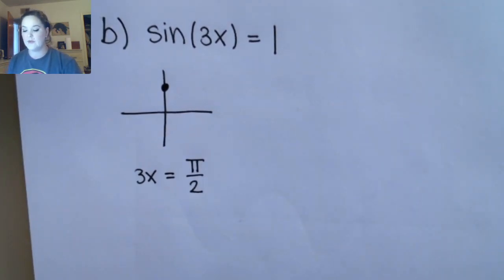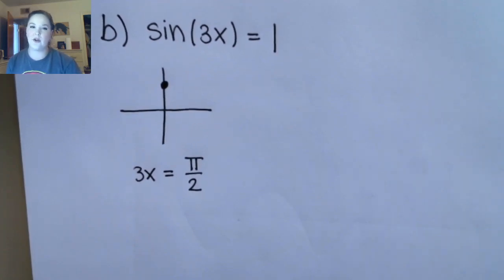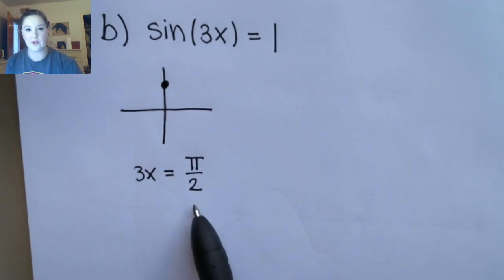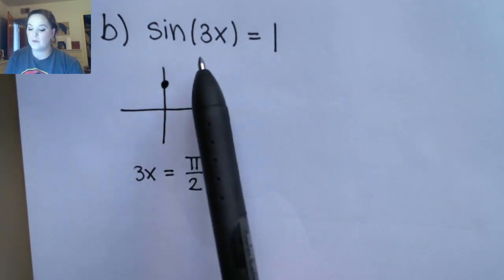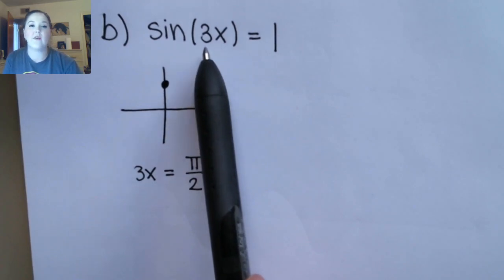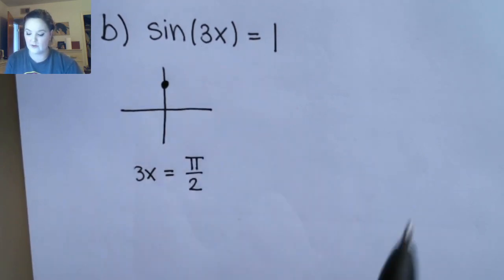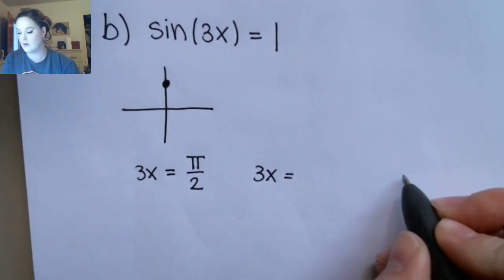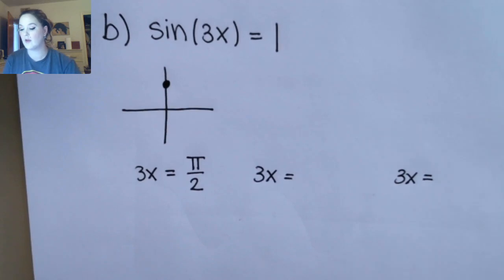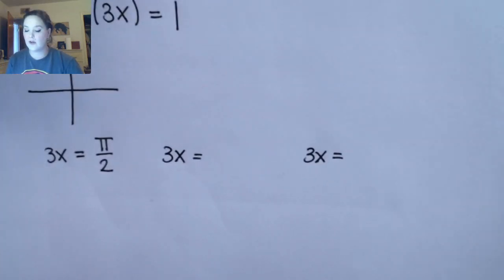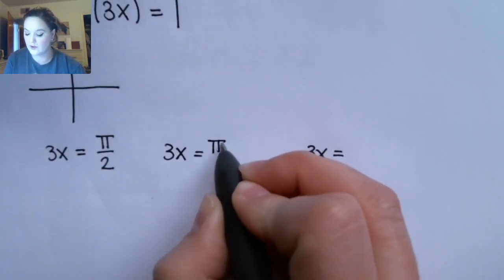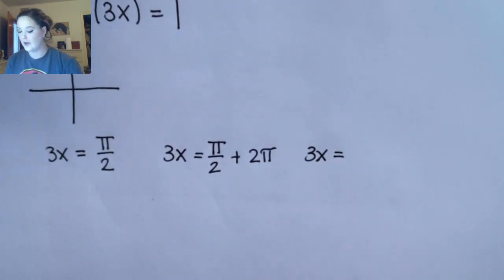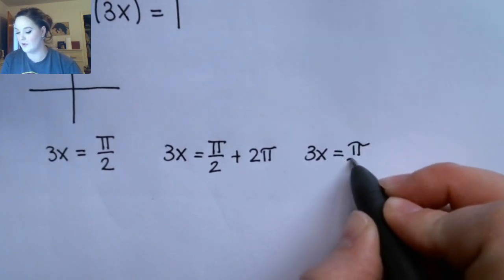Now let's talk about how many solutions we should have. So solving using the traditional method, we would have 1 solution. Now because of this 3, we're going to have 3 times as many solutions. So we should have 3 total solutions. Now how do we find the other ones? Well, it's our coterminal angles. So we're going to look at our first coterminal angle, and then we're going to look at our second coterminal angle.